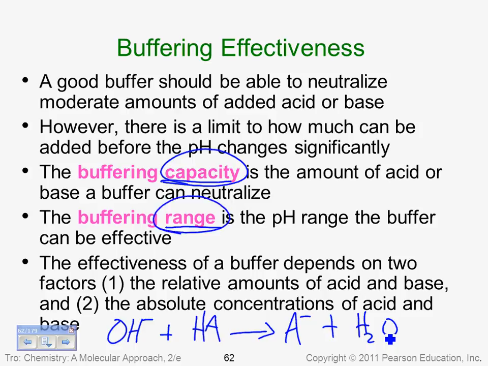As you add this acid and base, eventually you can exceed the capacity. So that's one side of the buffer. A buffer has a capacity. The other side is the range.